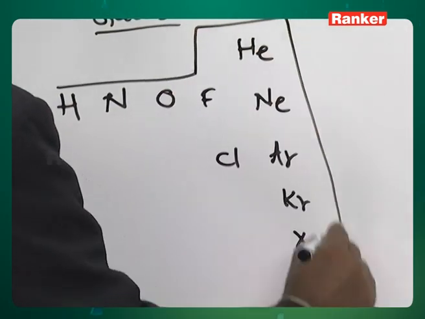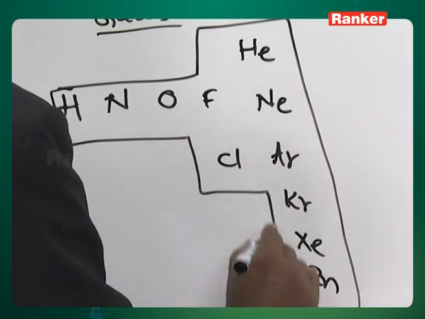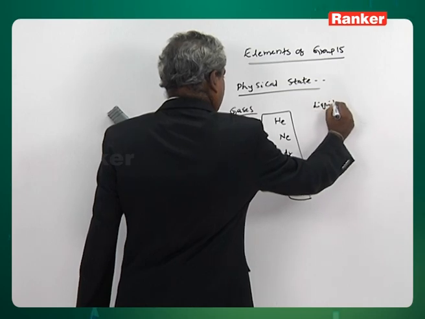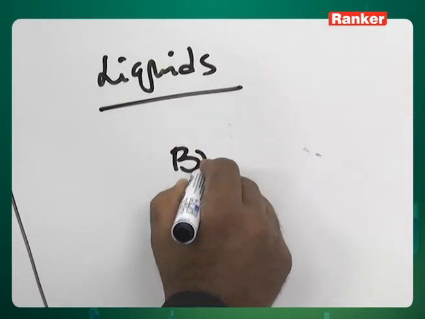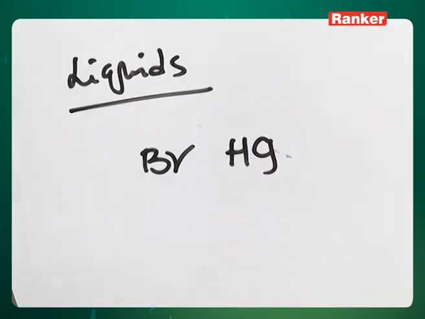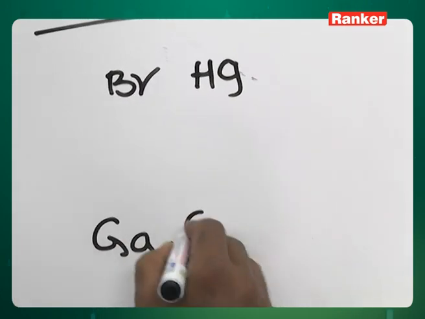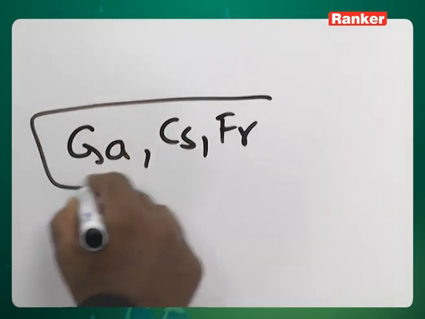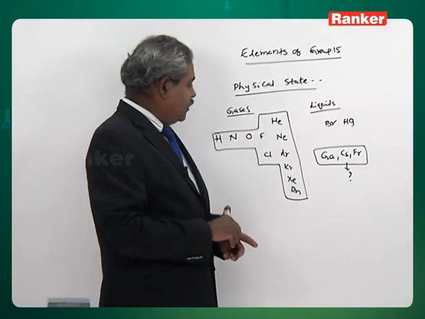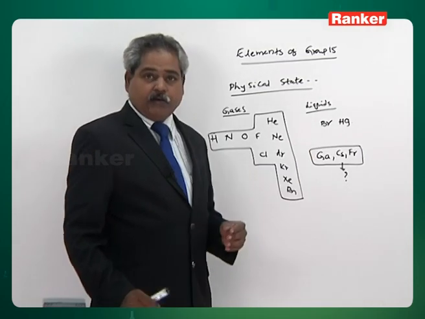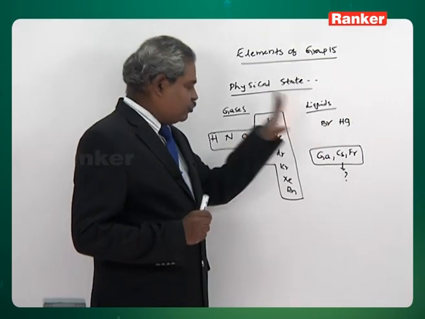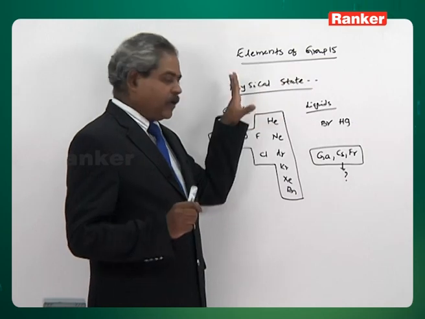Now, very few are liquids. Bromine and mercury. Only two, I consider only these two as liquids. Of course, gallium, cesium, francium, there is a doubt on their being liquids. Strictly speaking, they are solids at room temperature, with melting points around 27, 28, 29. So let's not waste any time on those three. You stick to bromine and mercury as clear-cut liquids.